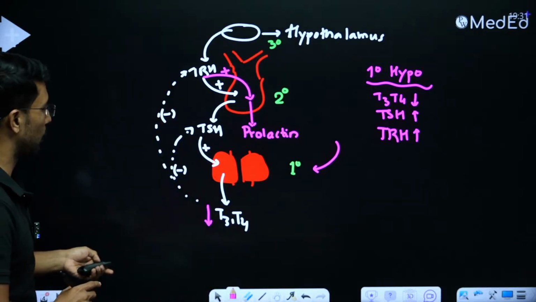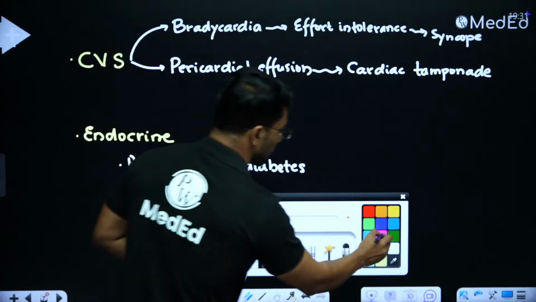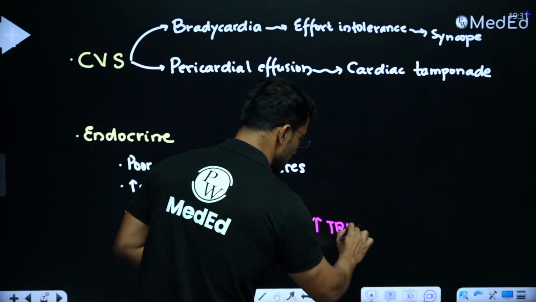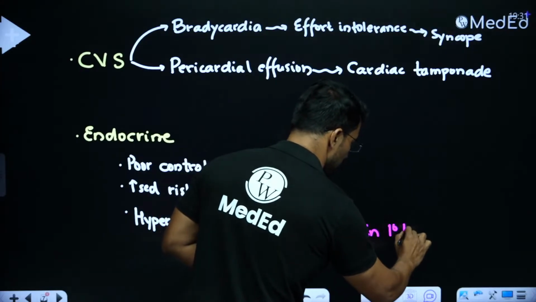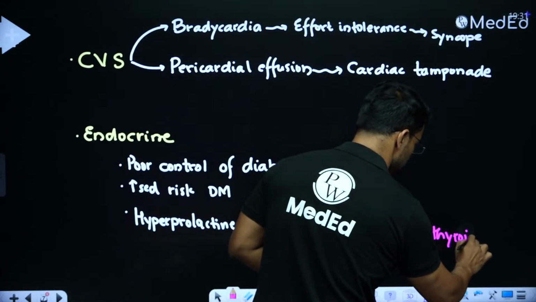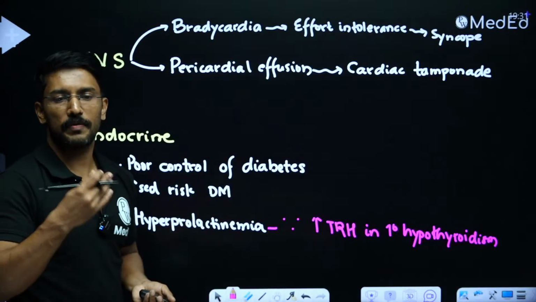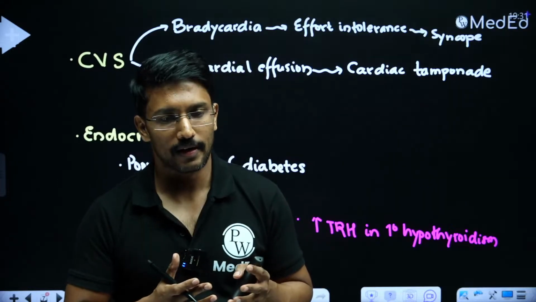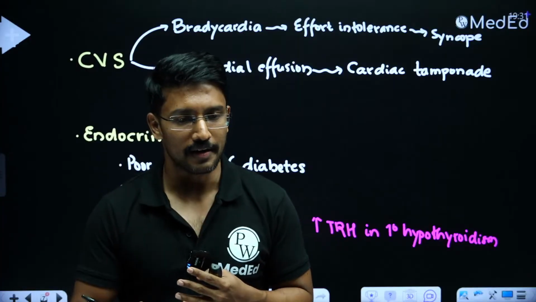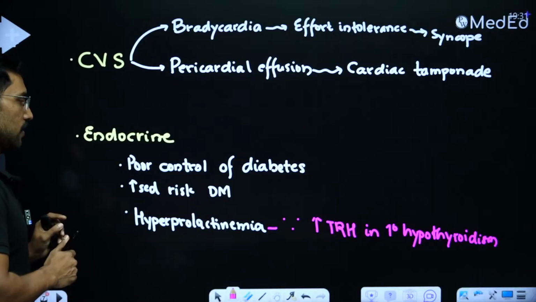So we can have hyperprolactinemia. This is due to increased TRH in primary hypothyroidism. And when we have hyperprolactinemia, what manifestations can we expect? Hyperprolactinemia can lead to galactorrhea, amenorrhea, and decreased libido, or decreased interest in sexual encounters. So these are all manifestations that we can see with respect to endocrine disease.